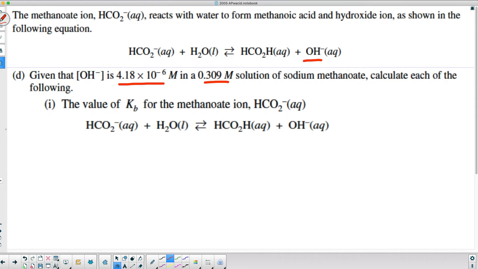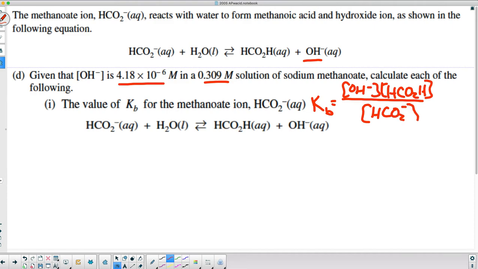So I put the same equation down here at the bottom. The value of what we're looking for is the value of Kb. Now here's what we know about Kb. Kb is going to be the concentration of OH- times the concentration of HCO2H, that's an odd way to write it, but that's how they write it, all over the concentration of HCO2-. So that's the equation we're going to use. We don't know what Kb is yet. That's what we're going to find. We have part of it already. We know this is the concentration of hydroxide, but it also should be the concentration of something else.